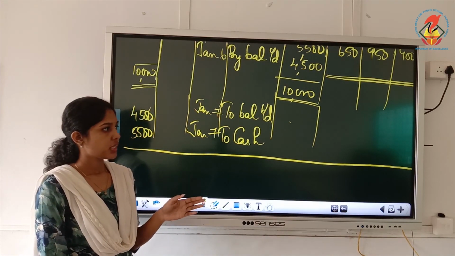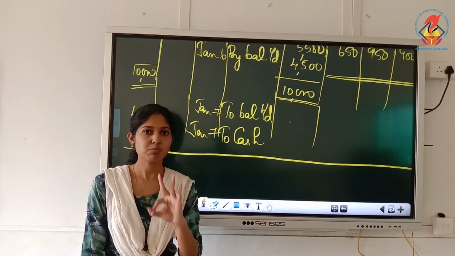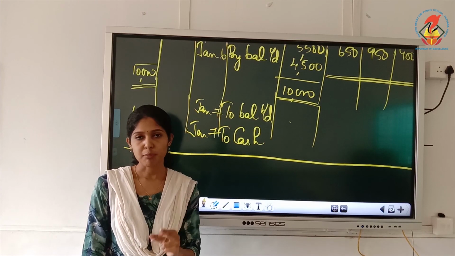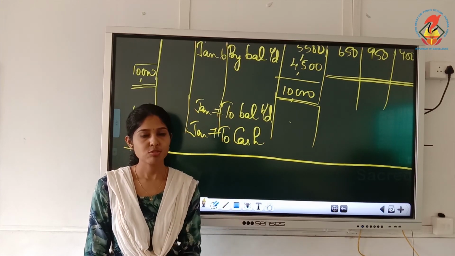With this, the chapter is over. I mean the cash book chapter is over. Three different types you have to learn: single, double and the analytical petty cash book. Okay, with that the chapter is over.